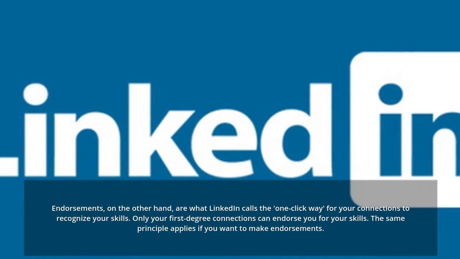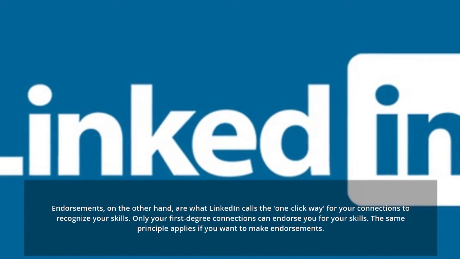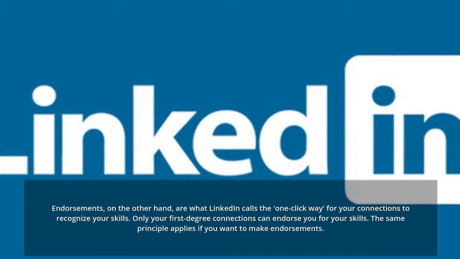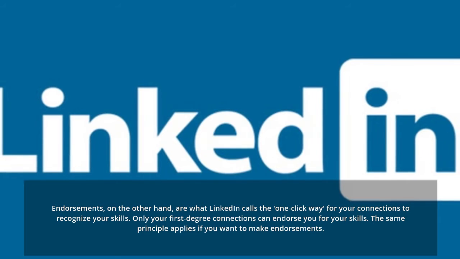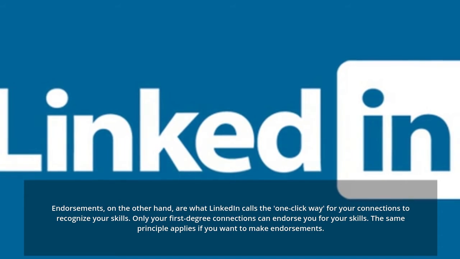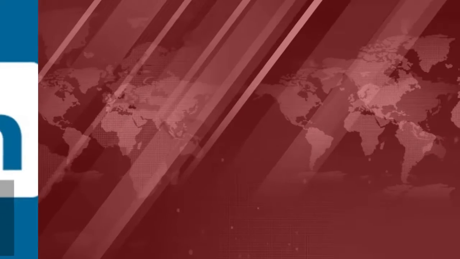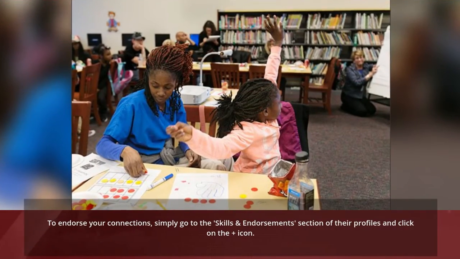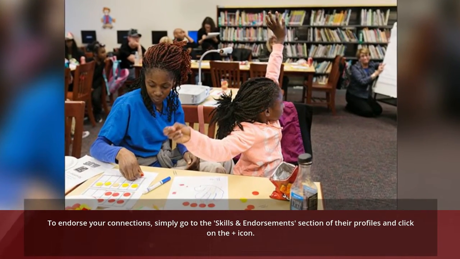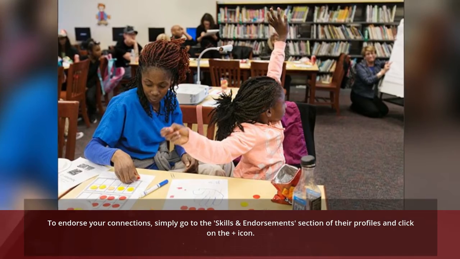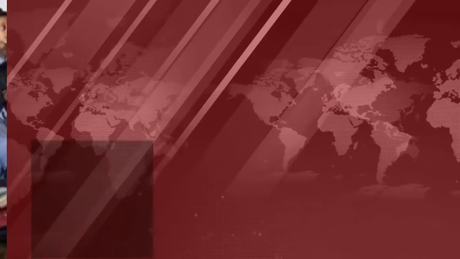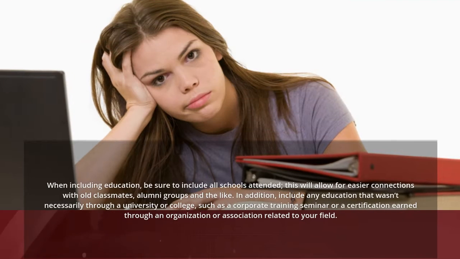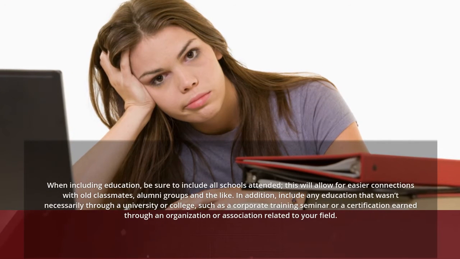Endorsements, on the other hand, are what LinkedIn calls the one-click way for your connections to recognize your skills. Only your first-degree connections can endorse you for your skills. The same principle applies if you want to make endorsements. To endorse your connections, simply go to the Skills and Endorsements section of their profiles and click on the plus icon. Education. When including education, be sure to include all schools attended.